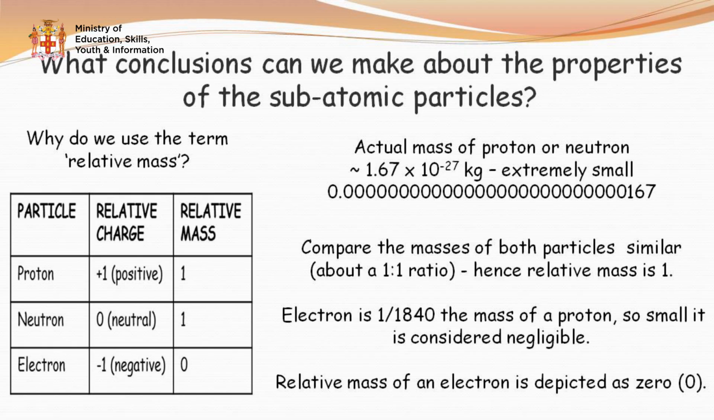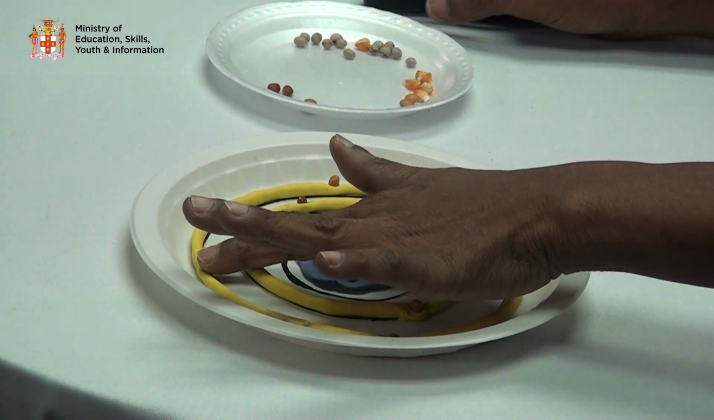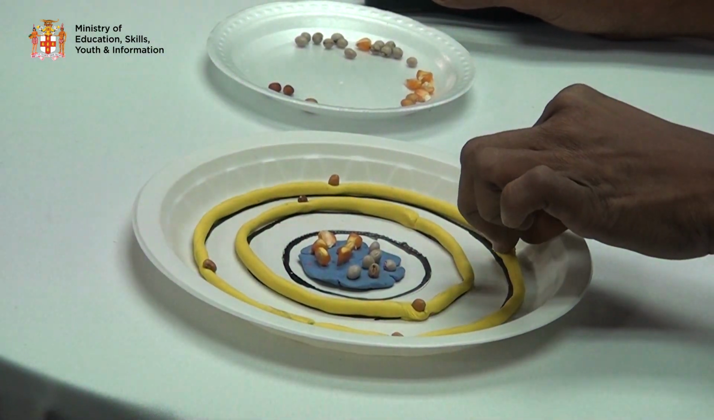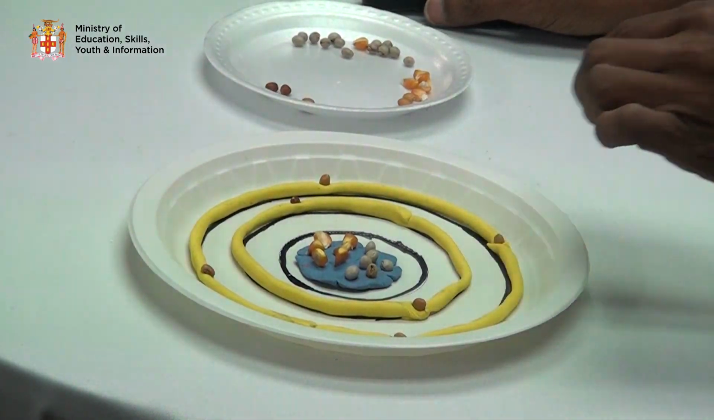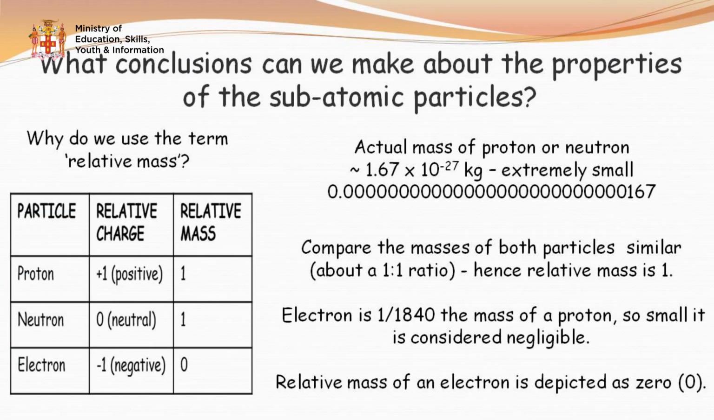And then the electron, by comparison, as I mentioned before, you want to represent it with some very tiny seeds, right? Because the electron is 1 over 1840. That is how small it is compared to the proton or the neutron, right? And basically, if you should divide that again, then it means, therefore, that the mass of the electron is so tiny that we say it is negligible. And that is why on the table, sometimes it is given a relative mass of 0. I hope we're understanding so far.